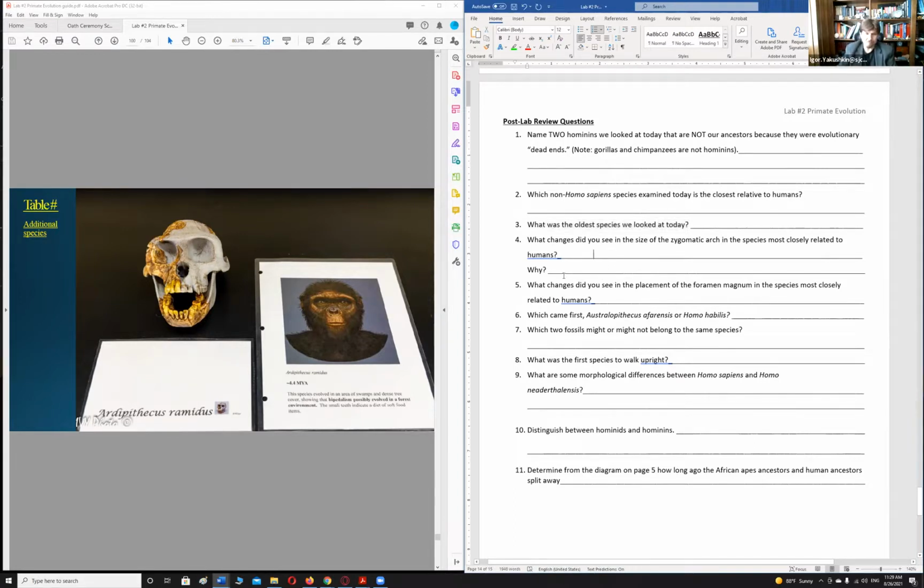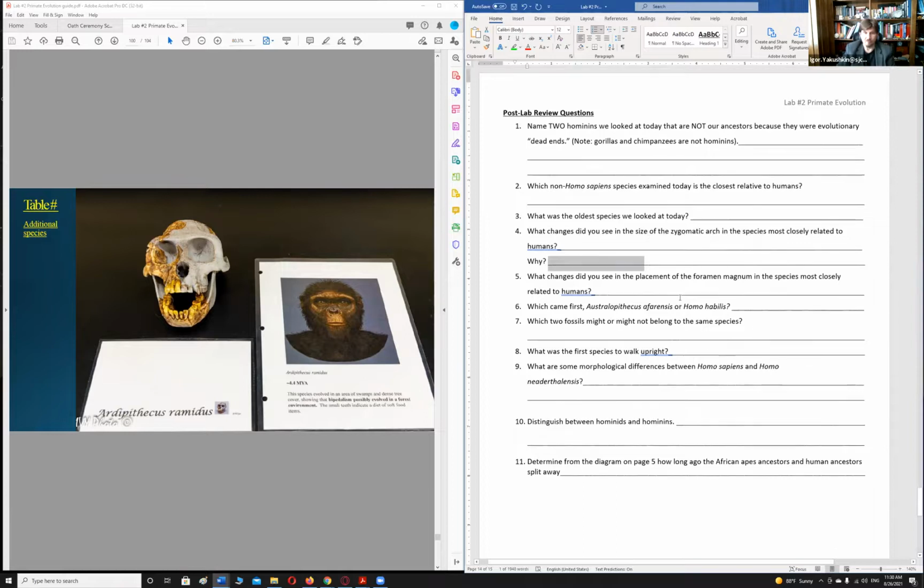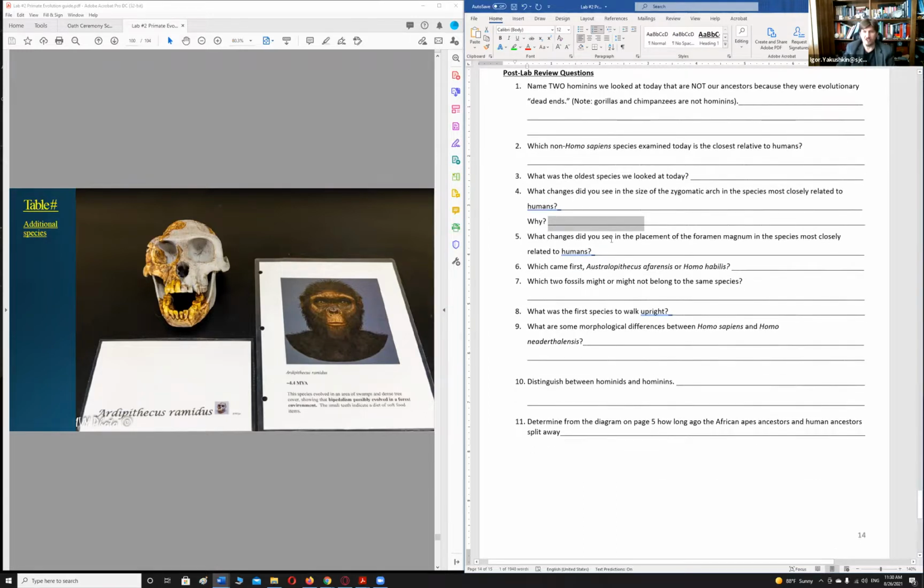So anyway, in this particular case, the zygomatic arch drastically reduced because of the change of diet. From predominantly plant food, we went into cooked and mixed food, or omnivore food. What changes do you see in the placement of the foramen magnum? From the back of the skull toward the center of the skull. Bipedalism, very important.